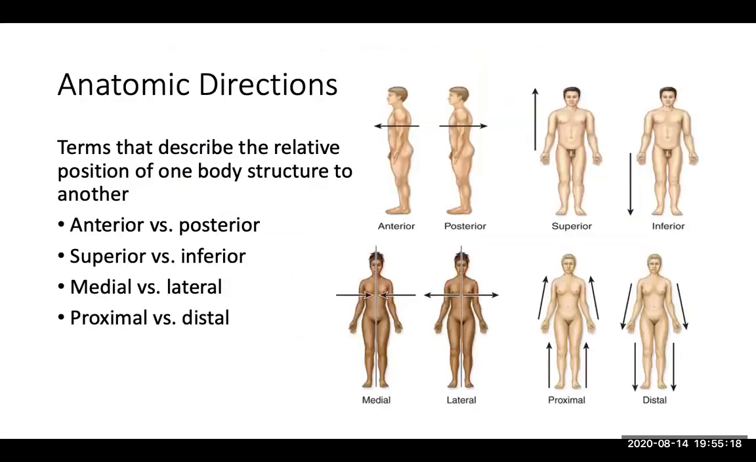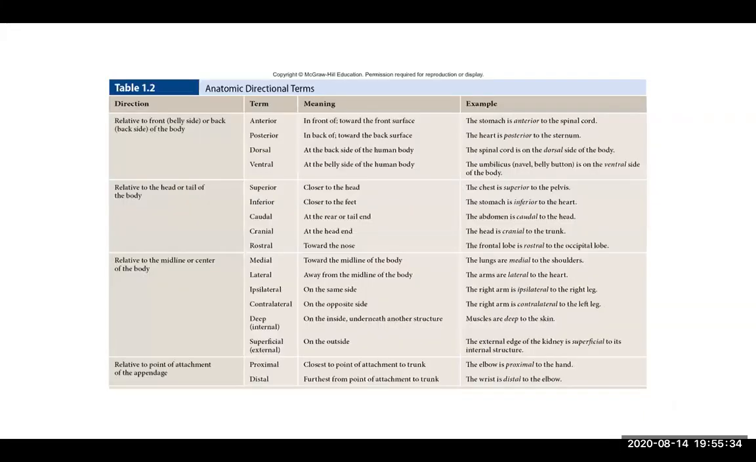Anatomic directions are terms that describe the relative position of one body structure to another. And these directions in relationship to each other are shown here. You will be going over this in lab, but it's extremely important to understand these anatomical directions as well.